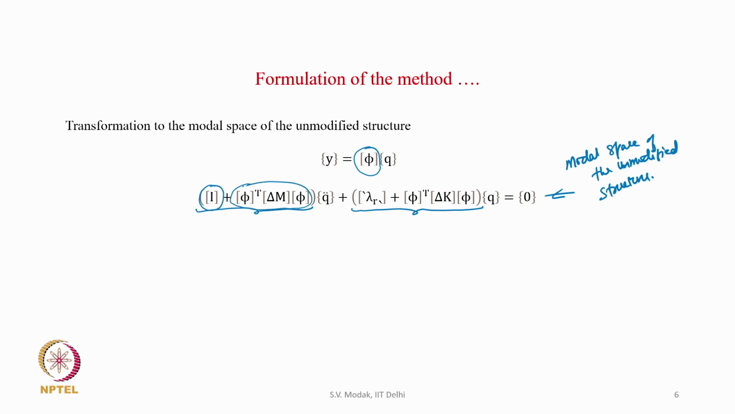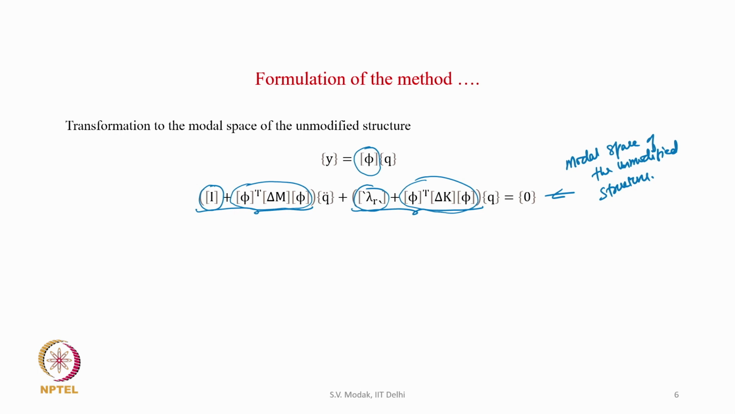And here you can see this is of course a unity matrix, but phi transpose delta m phi is not a diagonal matrix. Similarly, this lambda r matrix is a diagonal matrix, a matrix of eigenvalues of the unmodified structure, but phi transpose delta k phi is not diagonal. Therefore, these equations in the modal space are not uncoupled equations, they are coupled equations.